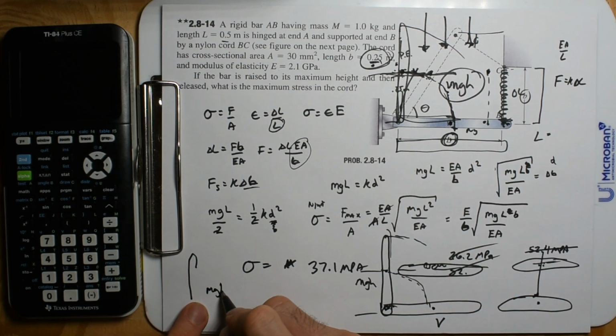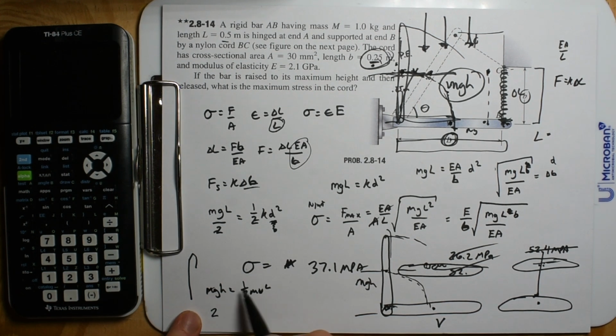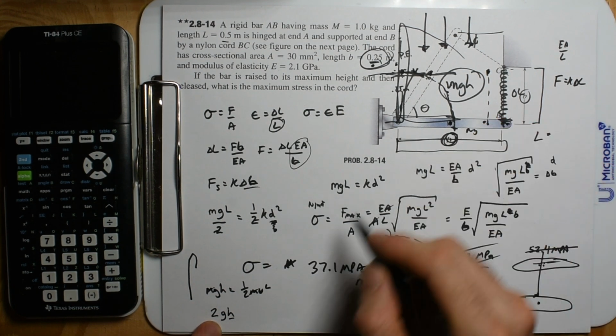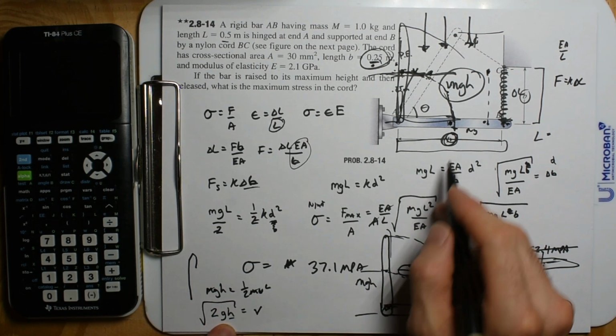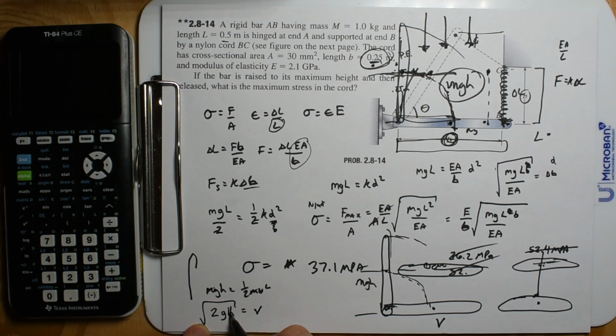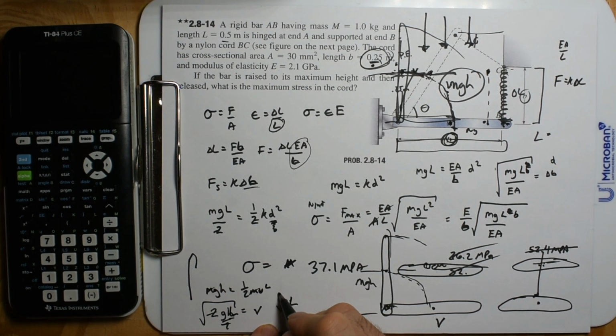So we're going to do mgh is equal to 1/2 mv squared, and just end the video on that. 2 goes upstairs, and the masses cancel, so we're going to have 2gh. And don't get confused what h is. It's L divided by 2, so v squared is equal to 2g times L over 2. The 2's cancel, and you're going to have the square root of gL.